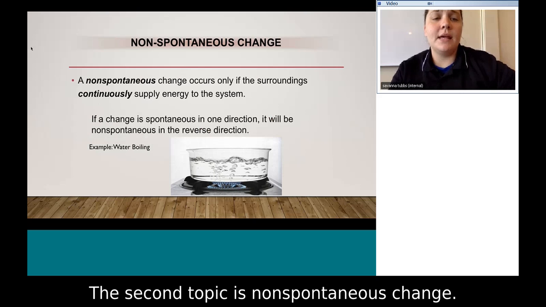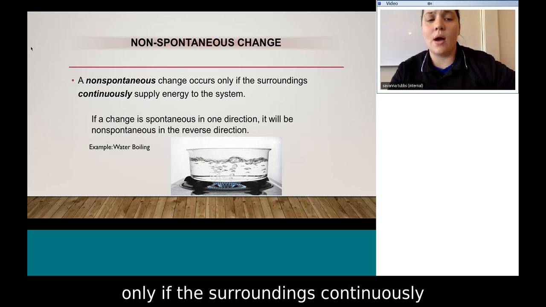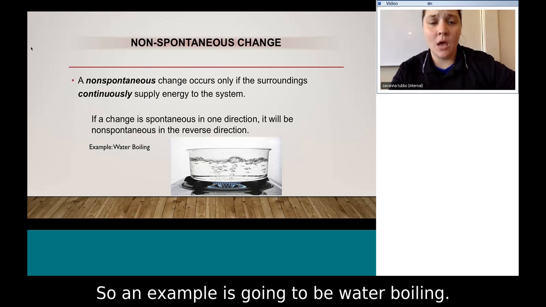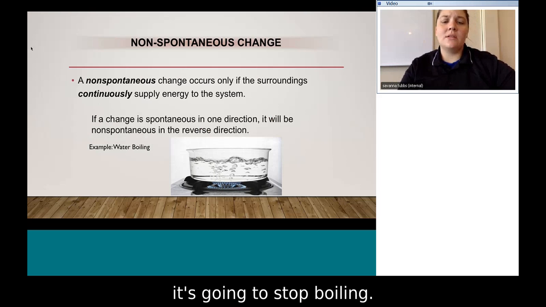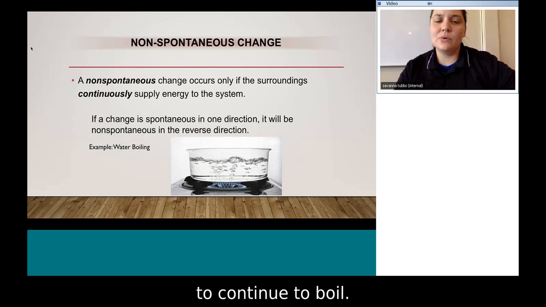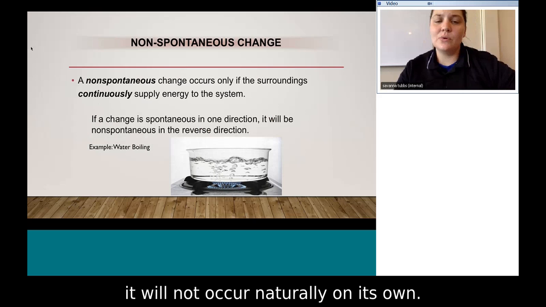The second topic is non-spontaneous change. A non-spontaneous change can occur only if the surroundings continuously supply energy to the system. An example is going to be water boiling. The moment I take that heat away from the water, it's going to stop boiling. So I have to continuously supply heat in order for the water to continue to boil. This would be considered a non-spontaneous change. It will not occur naturally on its own.